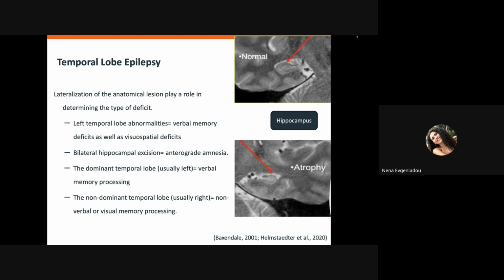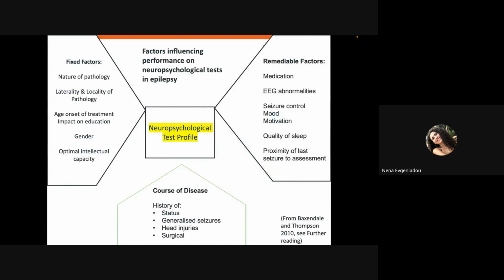So as a first step, we have the lateralization of anatomical lesions so that we can determine the type of deficit. You can see, for example, left temporal lobe abnormalities can cause verbal memory deficit, visuospatial deficits, and you can see the rest of the examples. So the first step is the etiology of seizure burden, the brain area, and underlying pathology, and what a critical role they can play in our profession, in us shaping the nature of the neuropsychological assessment, leading us to create a neuropsychological profile of the patient and what we need to take into consideration.